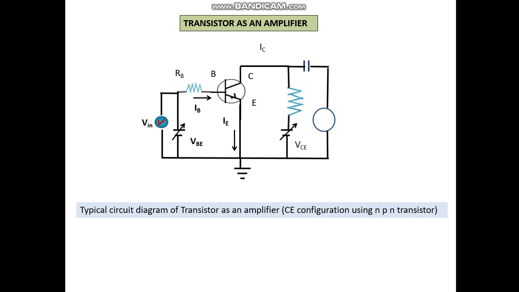This is the collector emitter voltage VCE, the collector current IC, the load resistance RL, and the output voltage here. So we have the input voltage and the amplified output voltage. Let's see how it works. So we have here again the circuit diagram.